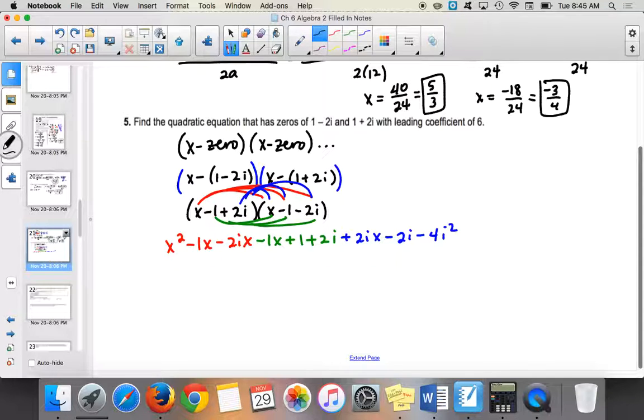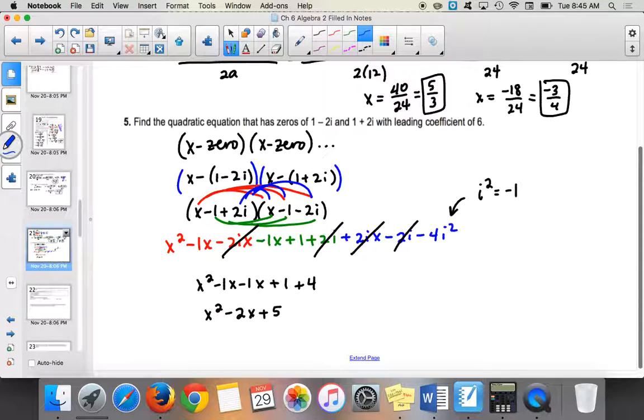And then we combine our like terms. And magically, a lot of these things will go away. All right, so we have -2ix. Well, we had positive 2ix. We had positive 2i. We also had negative 2i. And then what was i squared? i squared equals what? -1, right? So we can make that x squared minus 1x plus 1. And then this is -4 times -1, so it's +4. So we end up getting x squared minus 2x plus 5.